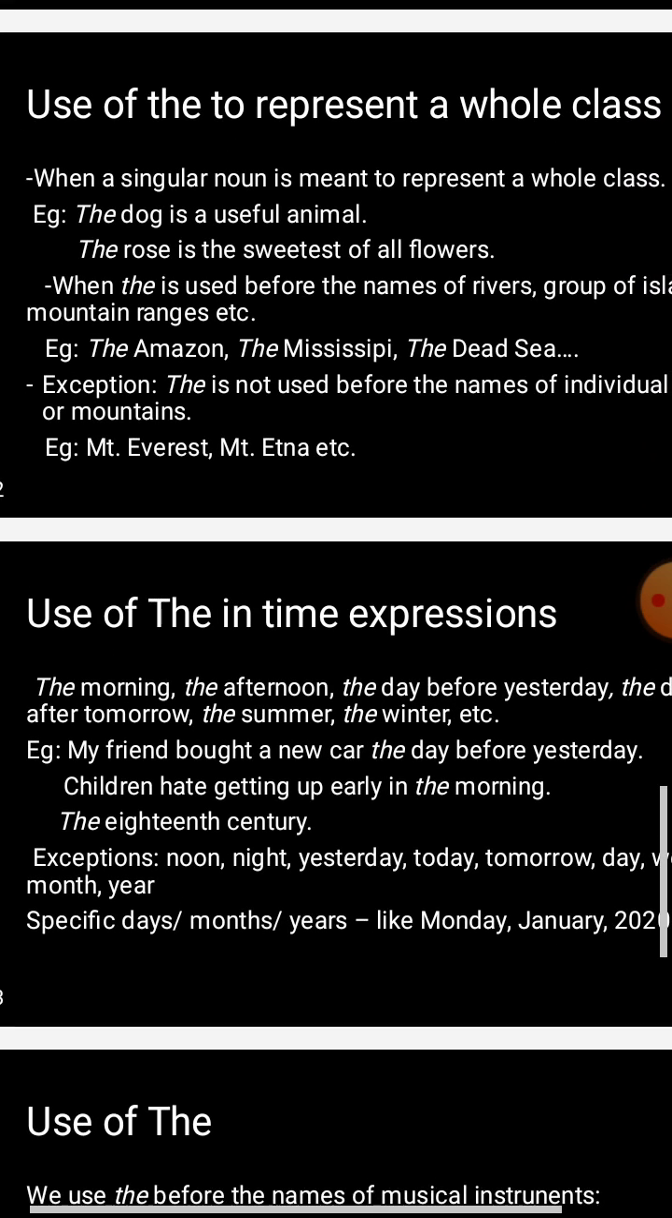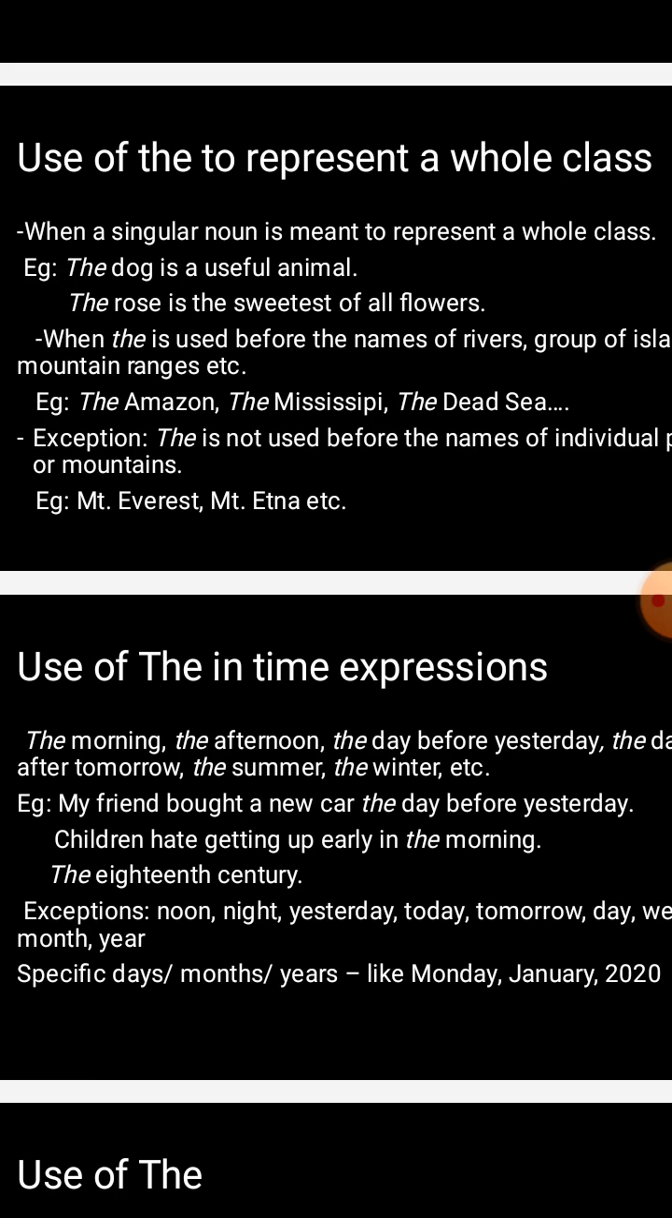Next, the article the is used to represent a class, a whole class. When a singular noun is meant to represent a whole class, for example, the dog is a useful animal. So you are referring to a class, a group, but you are giving one example. The dog here represents a whole class.